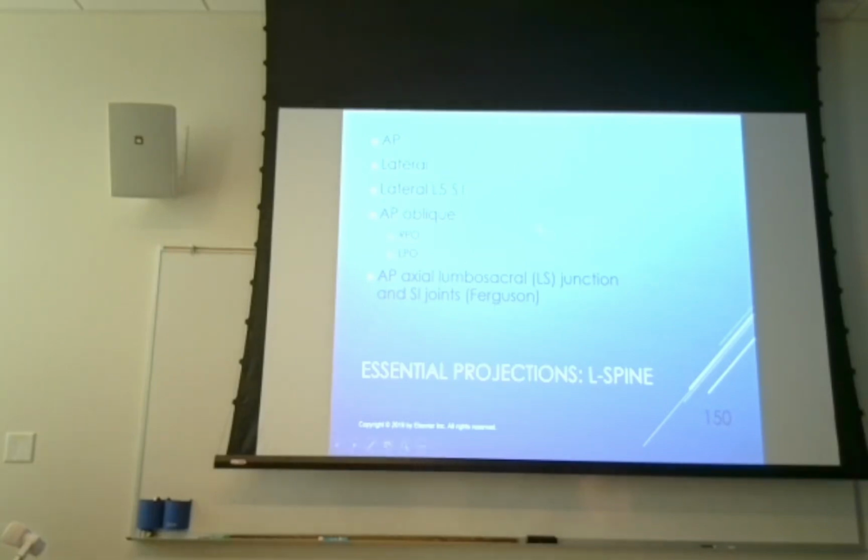Okay, then L-spine, our essential projections, again, are going to be AP and lateral. We may have an L5S1 spot that we may have to do again because of the computer algorithm. That's becoming more and more rare. It usually occurs whenever we have a patient who's got a little bitty waist and then broad hips. And we're going to do our obliques, and then we'll do SI joints as well.